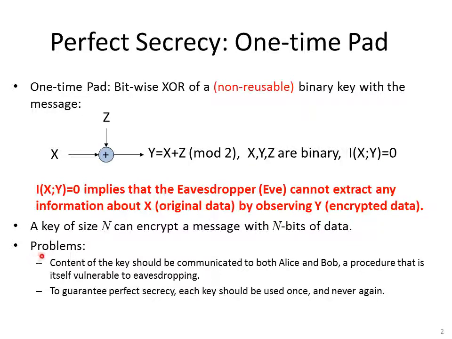This brings us to the problems of using this method. The first problem is that the content of the key should be communicated to both Alice and Bob, the legitimate parties. This is a procedure that is itself vulnerable to eavesdropping. And the second, more important problem is that to guarantee perfect secrecy, each key should be used once and never again.